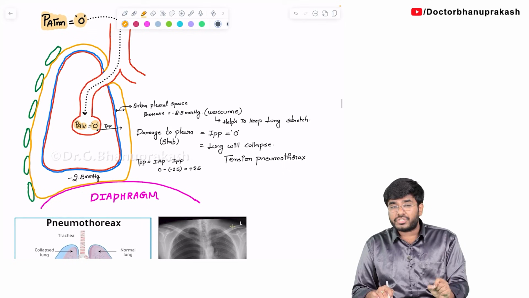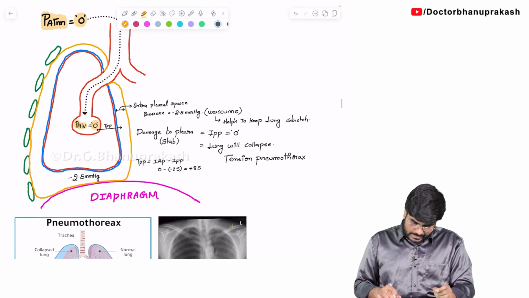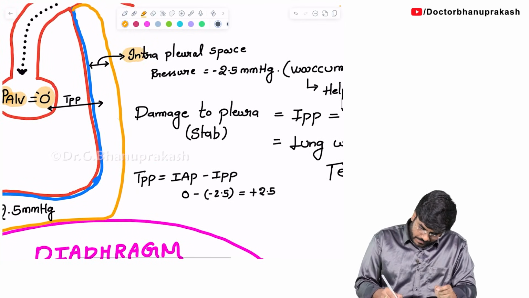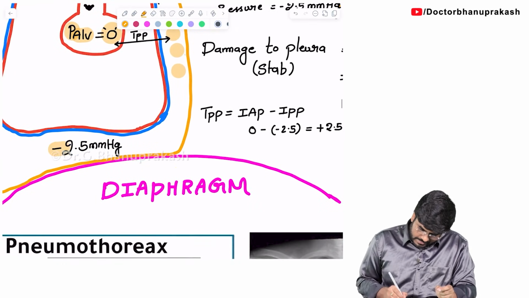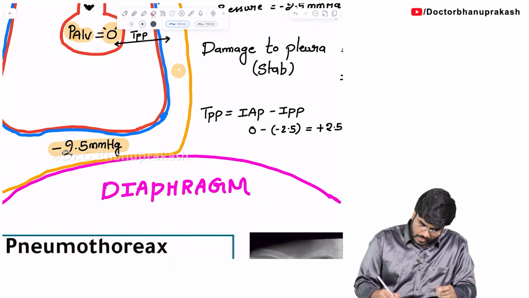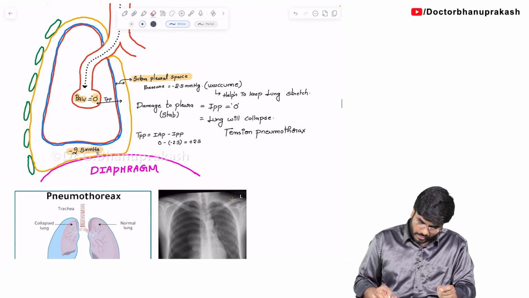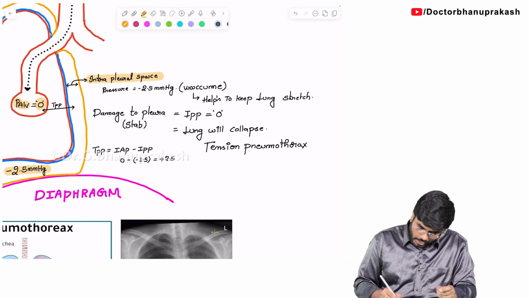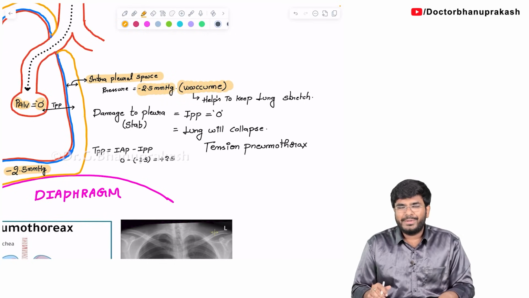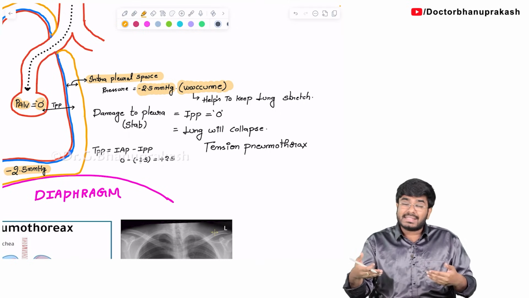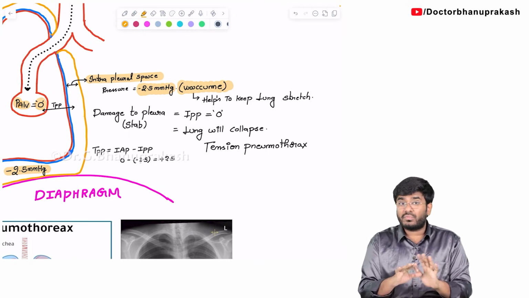Now, what is the pressure in the intrapleural space? Pressure actually here, look, is minus 2.5 mm Hg. What is the pressure, guys? Minus 2.5 mm Hg. We all know negative pressure means what? Negative pressure means vacuum. 0 means no pressure, let's say. Negative pressure means vacuum. Actually, it's less vacuum, but there is vacuum.